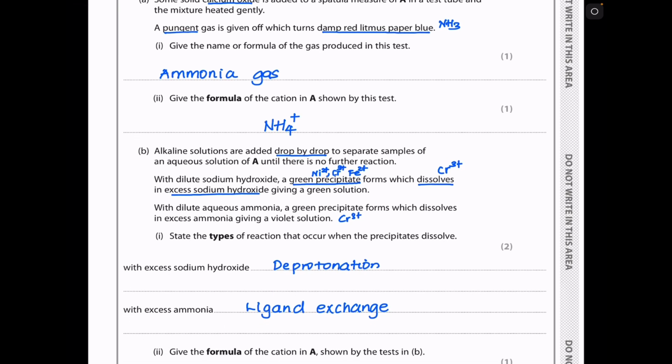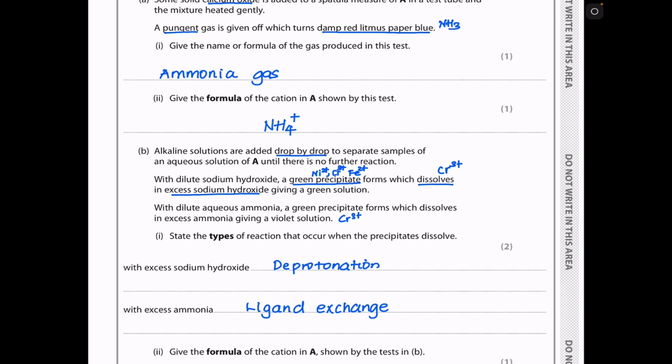In part B, alkaline solutions are added drop by drop to separate samples of an aqueous solution A until there is no further reaction. With dilute sodium hydroxide, a green precipitate forms which dissolves in excess sodium hydroxide, giving a green solution. With dilute aqueous ammonia, a green precipitate forms which dissolves in excess ammonia, giving a violet solution.